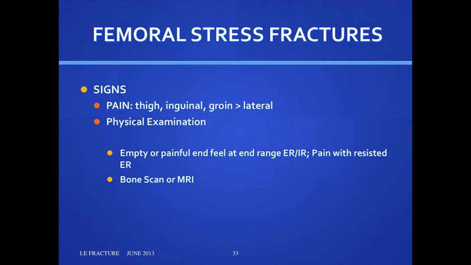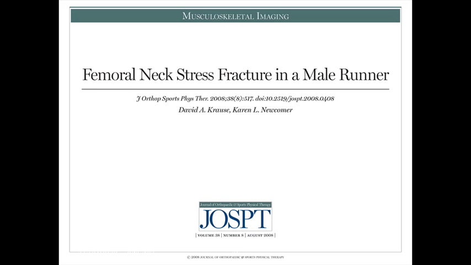Signs, again, pain in the thigh, inguinal, and groin area, more than a lateral area. Lateral femoral pain is usually thought to be trochanteric bursitis, but not all the time. And there's usually an empty end feel where they get pain before you feel tissue resistance. So that's sometimes the first telltale sign. And usually a bone scan or an MRI is needed because, as you'll see in some case studies, it does not always show with regular x-rays.